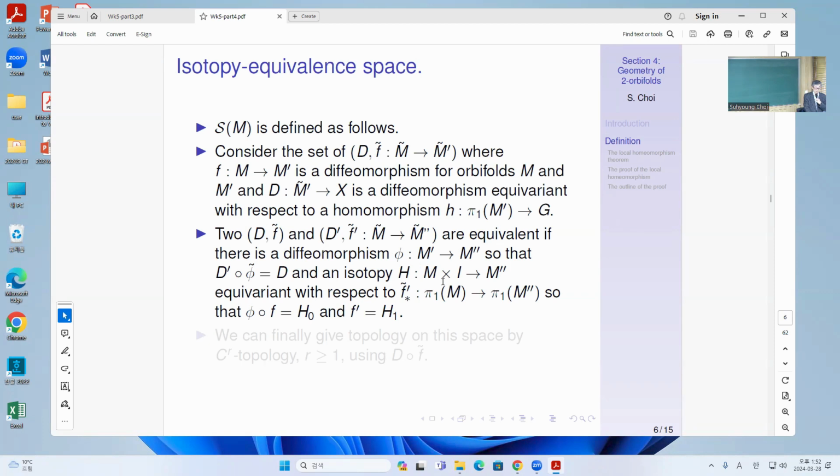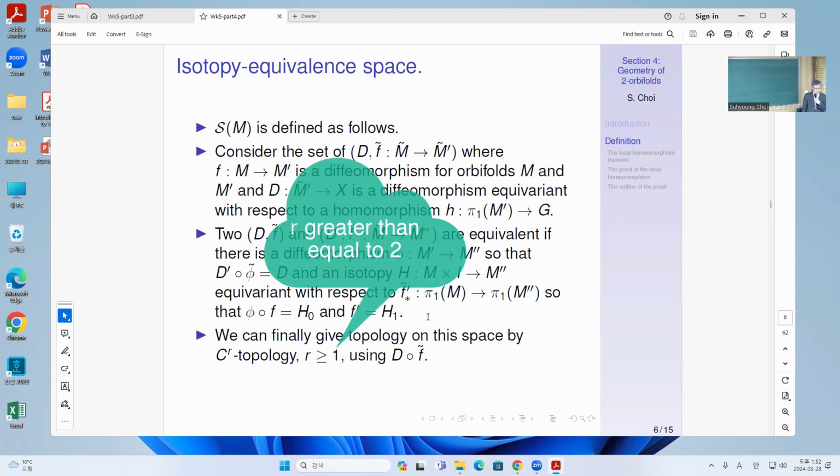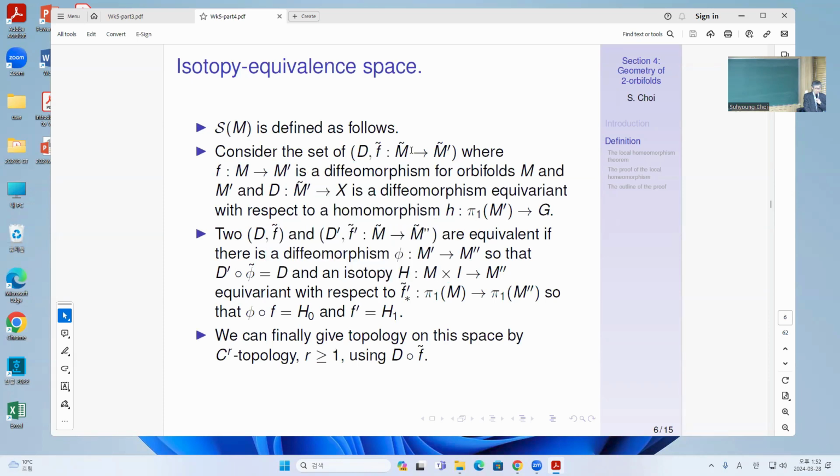So that's a sharper definition, and then we can give a topology on this space, the C^r topology, using D circle F tilde. Whenever these D circle F tilde are the same, of course you just identify them. The C^r topology is given by this map defined on M tilde. There's the compact open topology, and the C^r topology means that you use a basis given by a C^r norm on every compact set. So that's the definition of this topology, and it has a relation to the compact open topology.